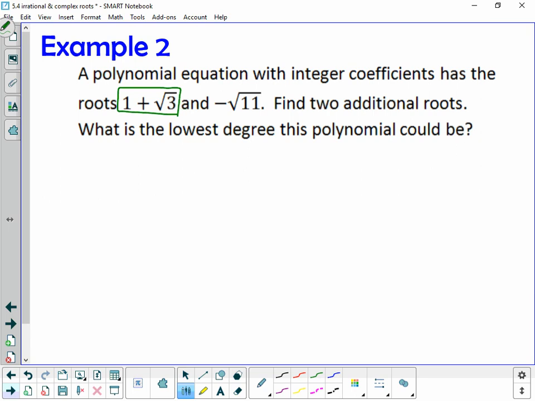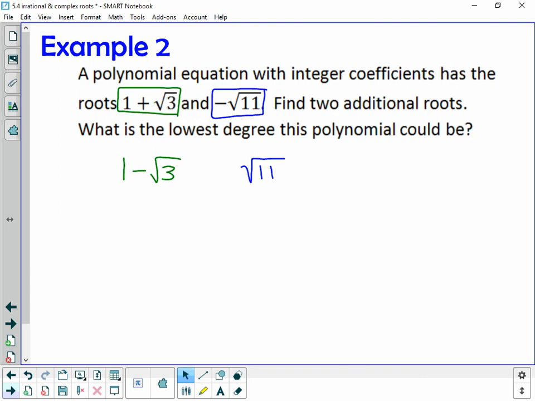If 1 plus the square root of 3 is a root of this polynomial, 1 minus the square root of 3 is also a root of the polynomial. If negative square root 11 is a root of the polynomial, positive square root 11 is also a root of the polynomial. So we have found our two additional roots.